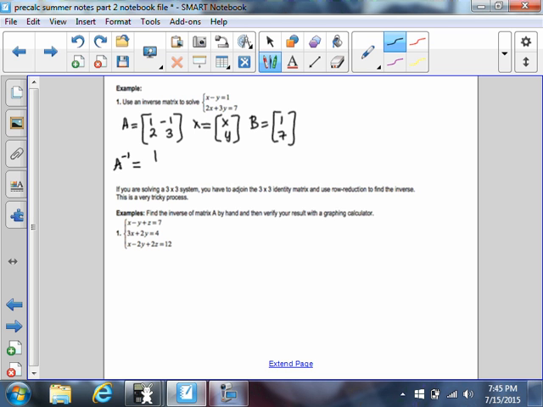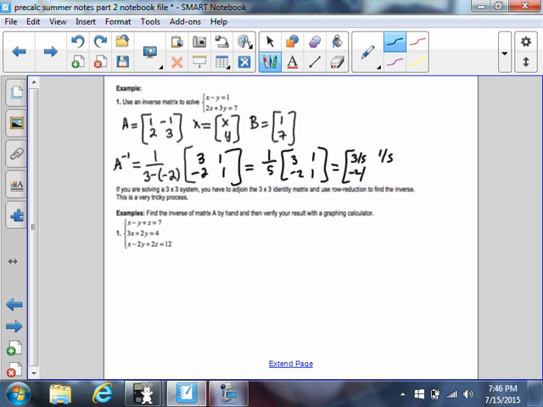I do that by doing 1 over the determinant. The determinant is 1 times 3, which is 3, minus 2 times negative 1, which is negative 2. I switch and negate. So I get 1 over 5, and then I have 3, 1, negative 2, and 1. You can choose to multiply the 1/5 in, or you can leave it out front and deal with it at the very end of the problem. It's up to you. It's really not bad when you multiply it in. All right, so that's our A inverse.